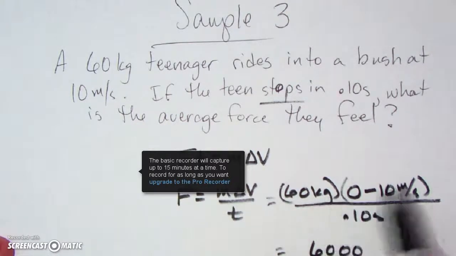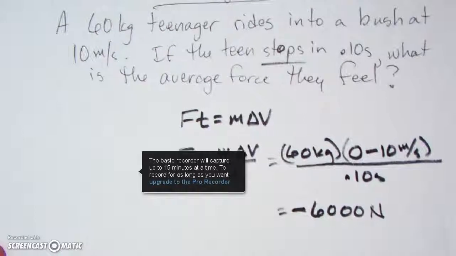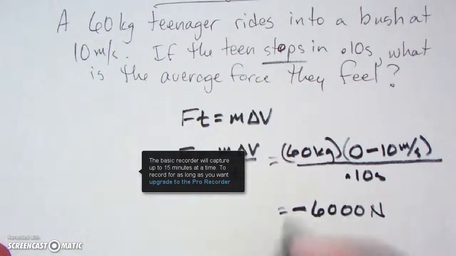Okay, I have kilograms times meters divided by seconds squared. That's a Newton. And it's negative. Why is it negative? Come on, tell me. Think about it. It's negative because it stopped me. It's causing me to decelerate.